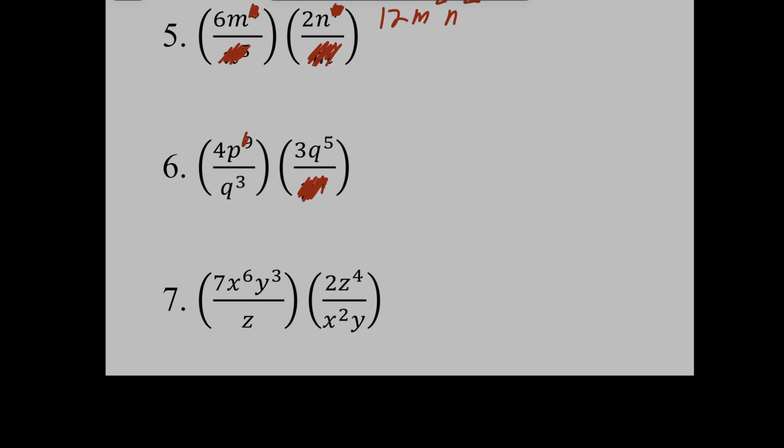Kill all my p's and make him become a 5. 5 on top, 3 on the bottom. Kill all these down here, and I'm left with 2 on top. My answer is 12p to the 5 q squared.